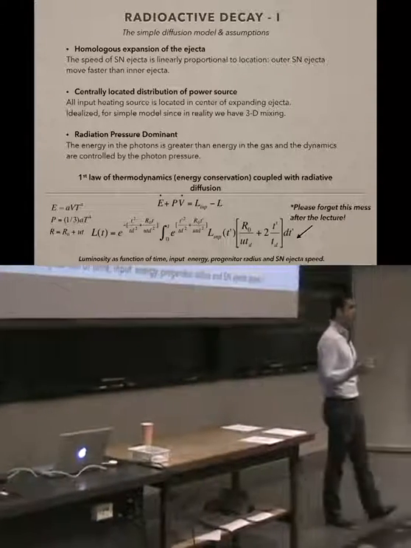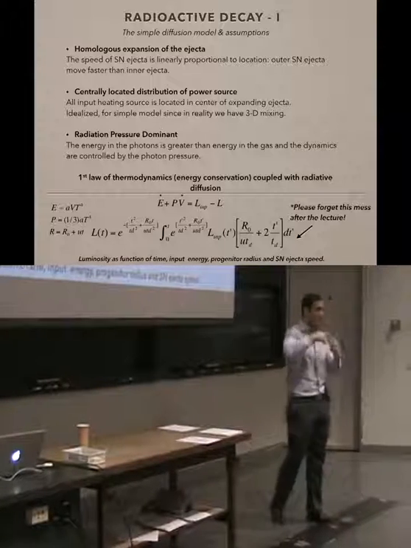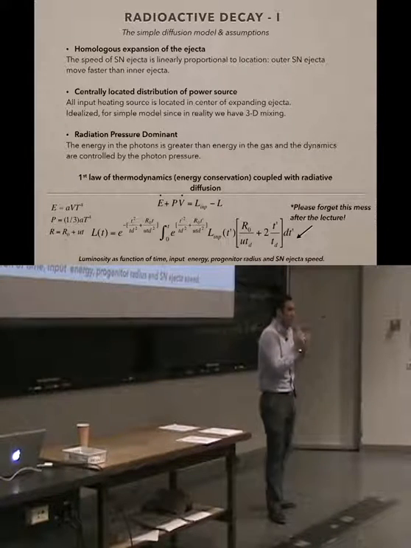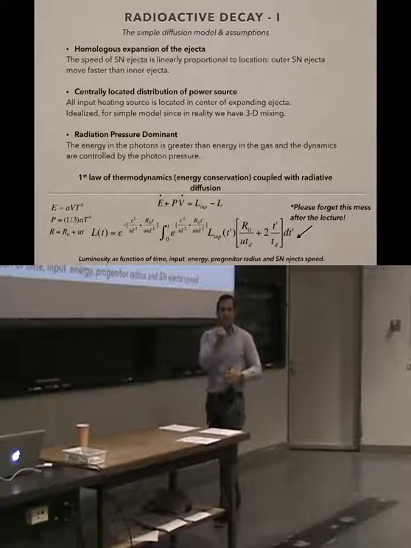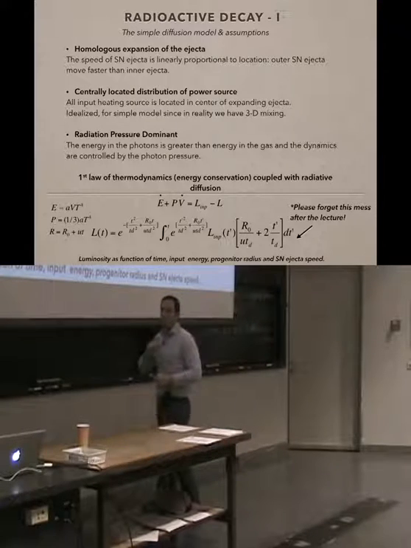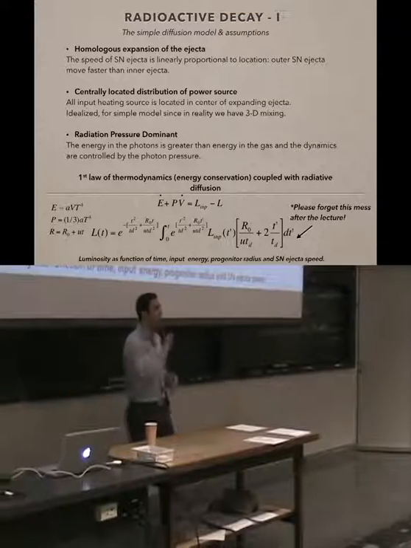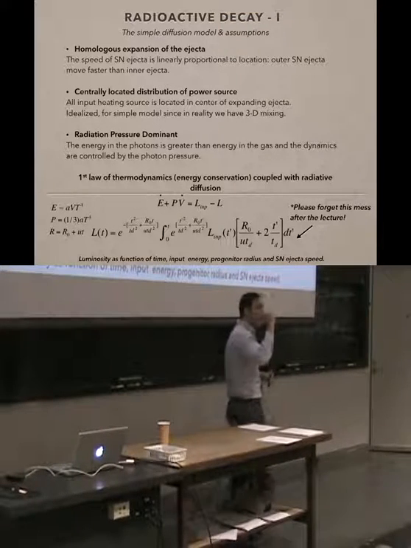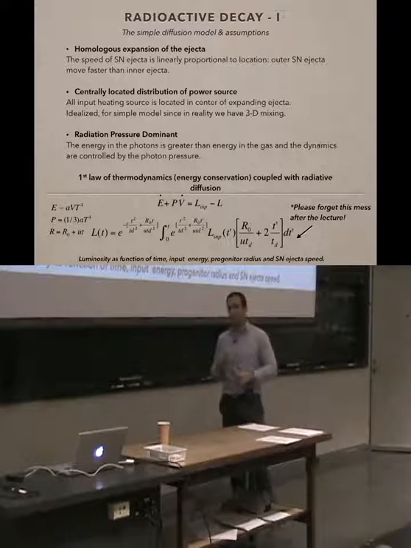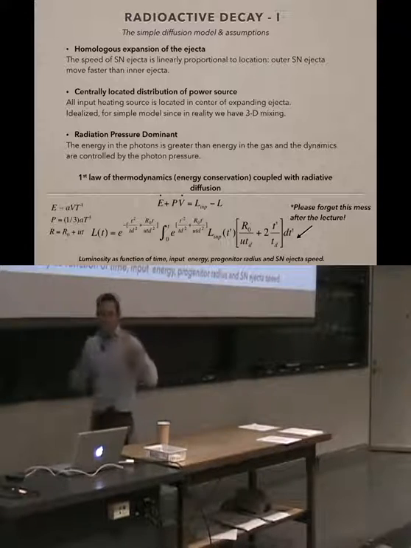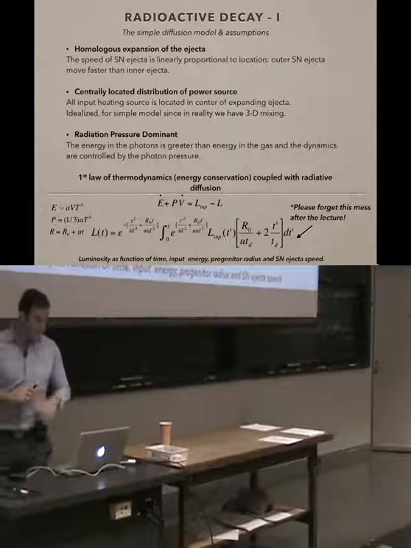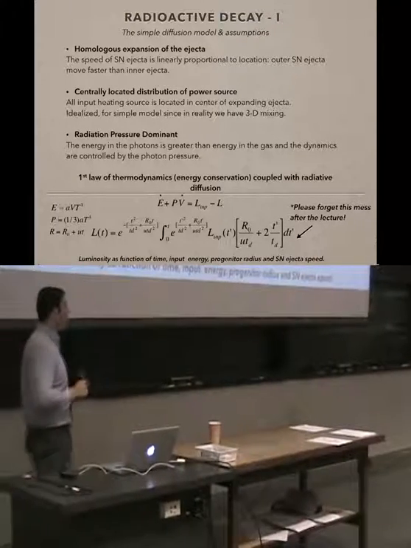In reality, when you do three-dimensional simulations, you see there is some mixing. It's not concentrated in a ball in the center of the ejecta. But let's assume, for simplicity, for now, that all the energy that you input to the supernova ejecta is concentrated in the center of the ejecta, in a narrow ball in the center. And let's assume that radiation pressure is dominant.